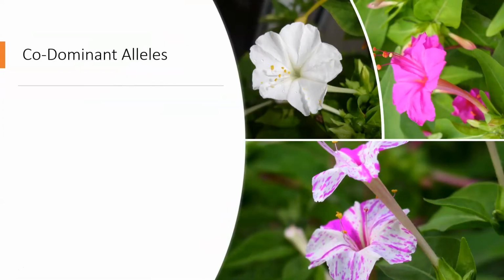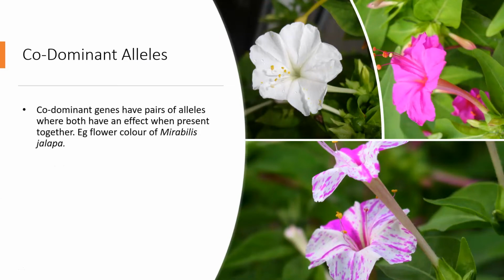Okay, so what is it about codominance? And you can see here we've got some flowers, we've got the pink and the white. Well, the codominant shows both those colours coming through. So codominant genes have pairs of alleles where both have an effect when present together. So this is our example, our flower, the Mirabilis jalapa. In this flower, we've got our allele for red, which is CR. The C could stand for colour, whatever. We've got our allele for white, which is CW.